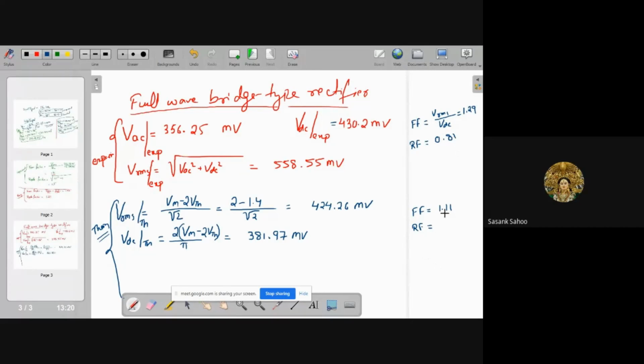ओके. इधर फॉर्म फैक्टर थ्योरेटिकल में सर, फॉर्म फैक्टर 1.11. अच्छा, 1.11. सर, रिपल फैक्टर है वो 0.48. So these are the different values of form factors, ripple factors, experimental, theoretical for the full wave bridge type rectifier.